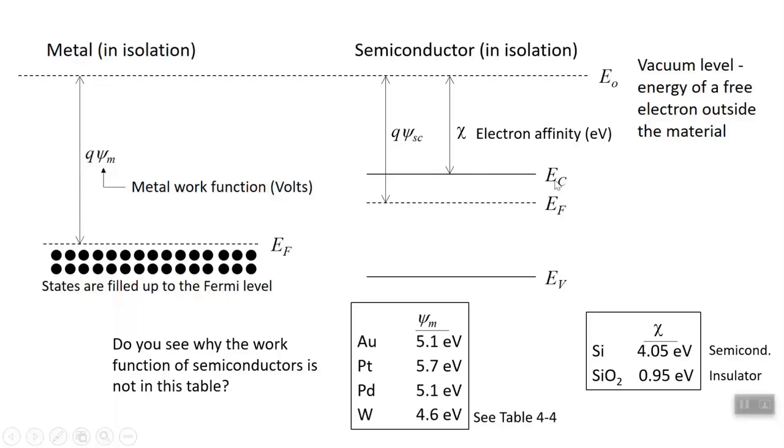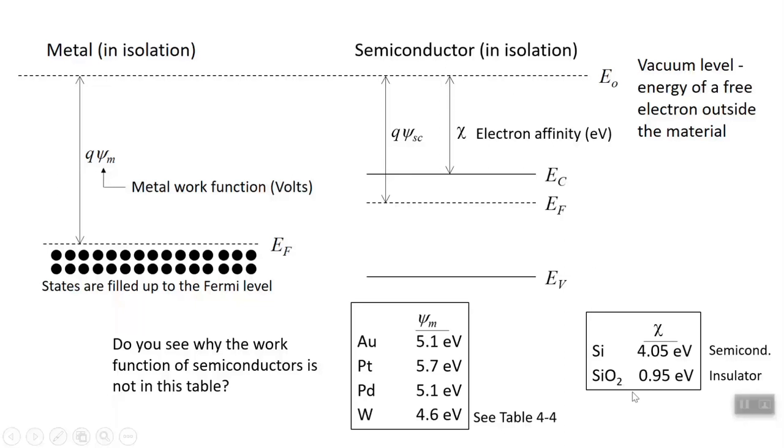But now we have something that's a little bit more relevant for semiconductors, and that's the electron affinity, which is the energy difference between the conduction band edge and the vacuum energy. And that will be just an energy in electron volts, as opposed to work function, which is Q times volts.